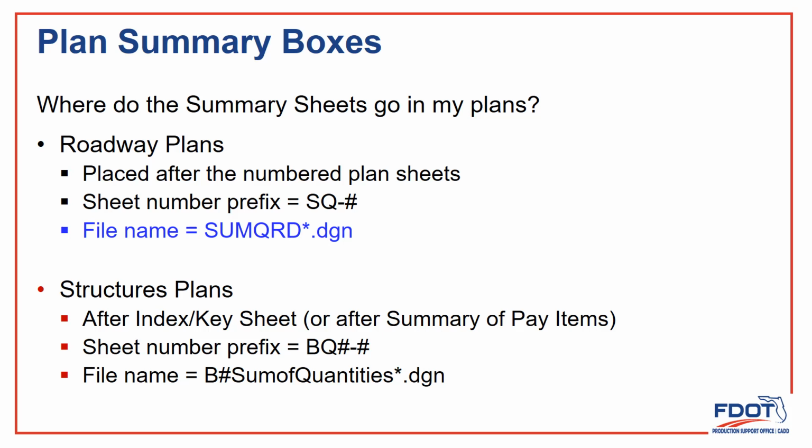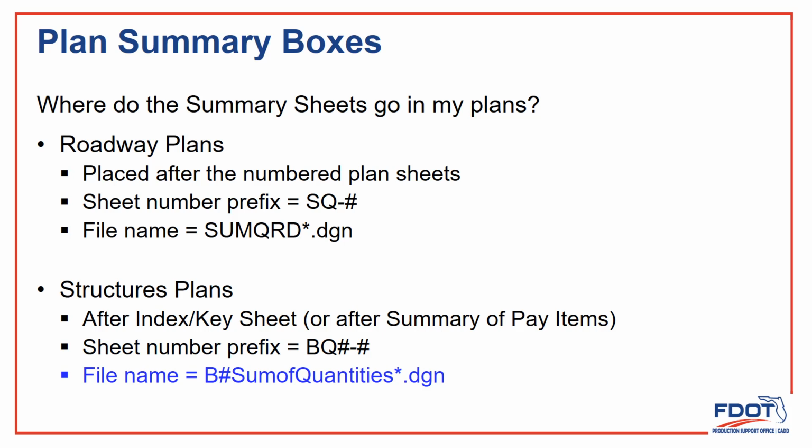But you can actually put all of your summary sheets in a single SUMQRD DGN, and that's okay. In the structures plans, the Summary of Quantities sheets go after the index or key sheet, or after the Summary of Pay items if it's a standalone structures plan set. The sheets will be numbered with a BQ prefix along with a structure number, then the dash, then the sheet number. So for a project with two structures, you'd start with BQ1-1 for the first structure and BQ2-1 for the second structure.